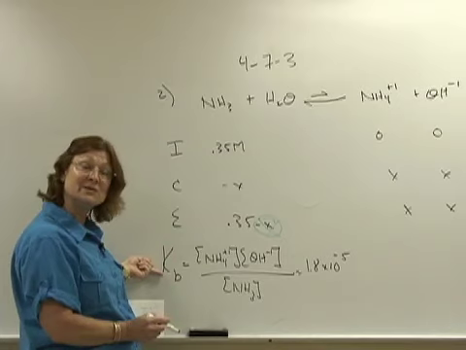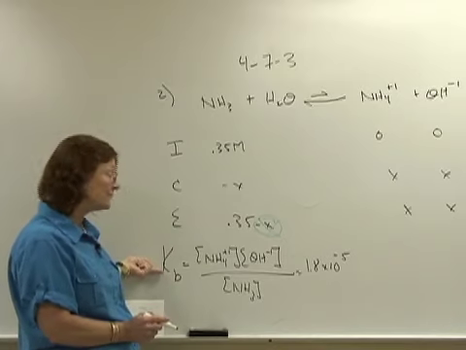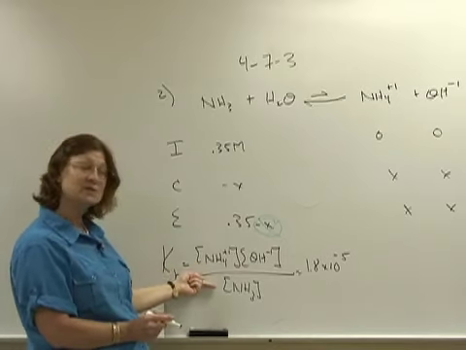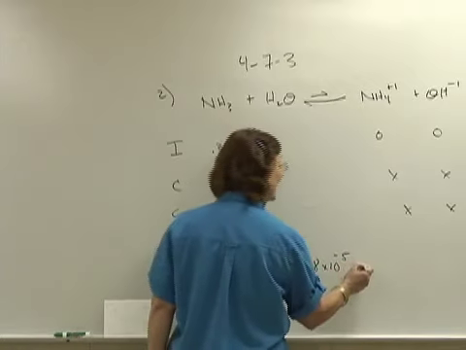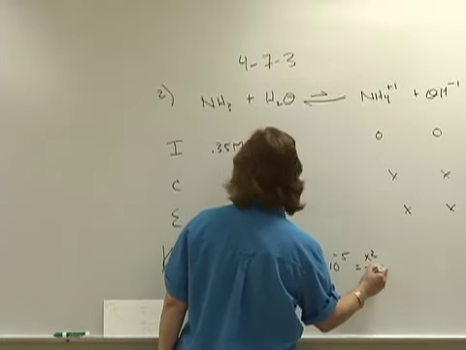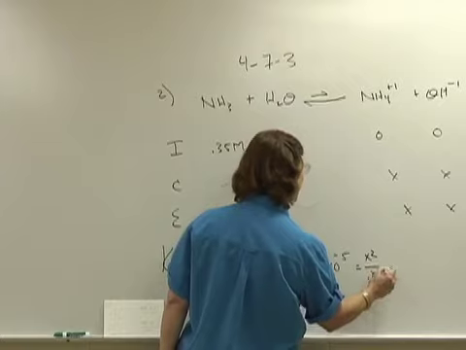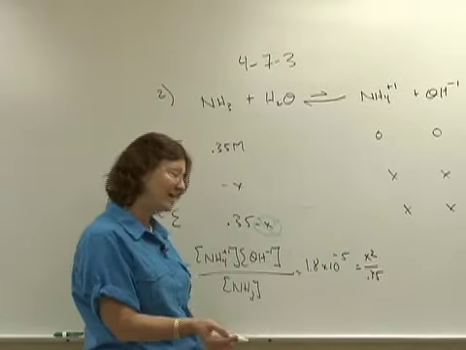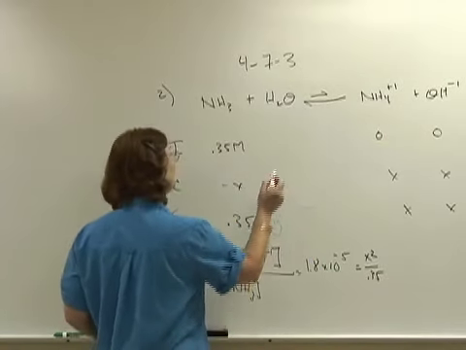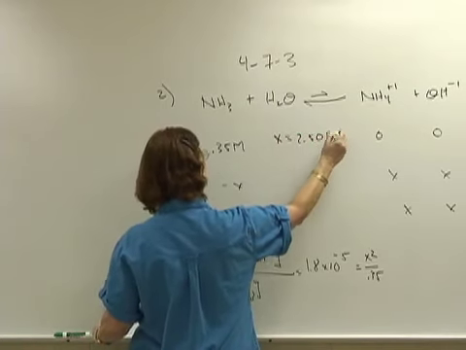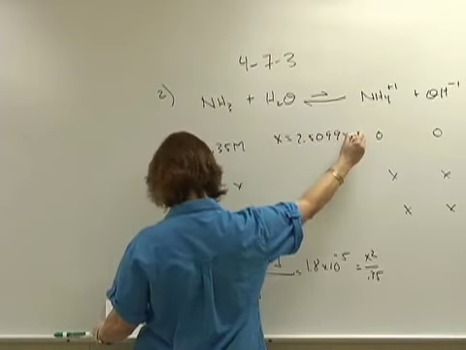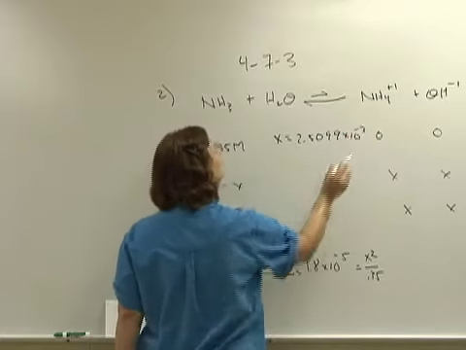Then I write my equilibrium expression for the weak base. And it is my products over my reactant. And because our coefficients are all 1, I don't need to worry about any exponents. Then I substitute, and I get x squared over my 0.35. And when I solve this, I find out that my x value is equal to 2.5099 times 10 to the minus 3.